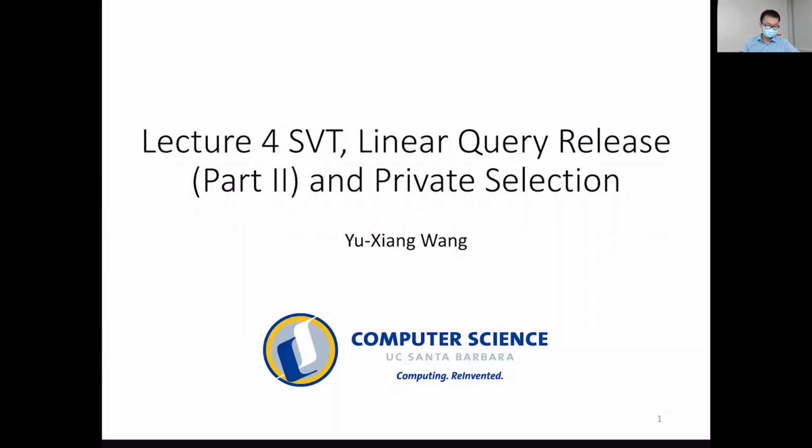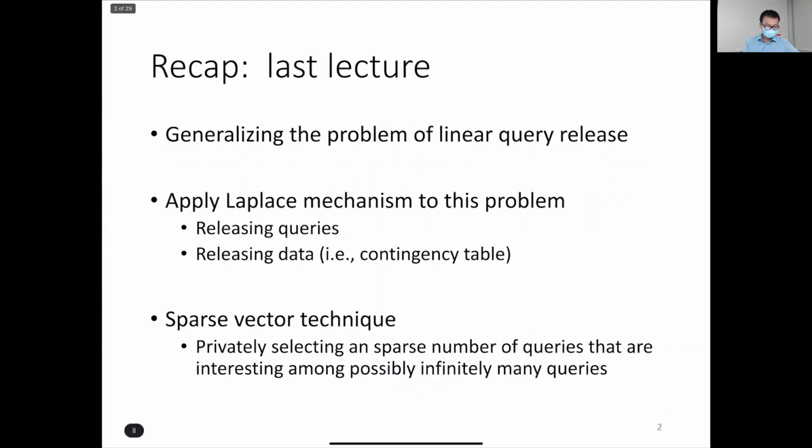Today, we're going to finish sparse vector technique and how we are going to be applying sparse vector technique to the linear query release. And then we're going to start a new topic on privacy selection. Okay, so as usual, we'll start by going over the things that we've talked about in the last lecture with a quick recap and revisit some of the trickier stuff that we've learned in the last lecture.